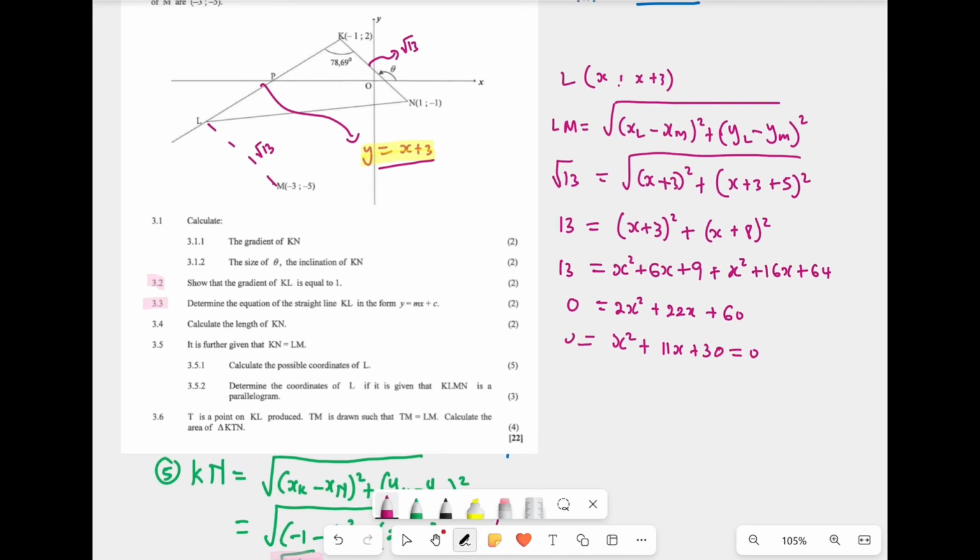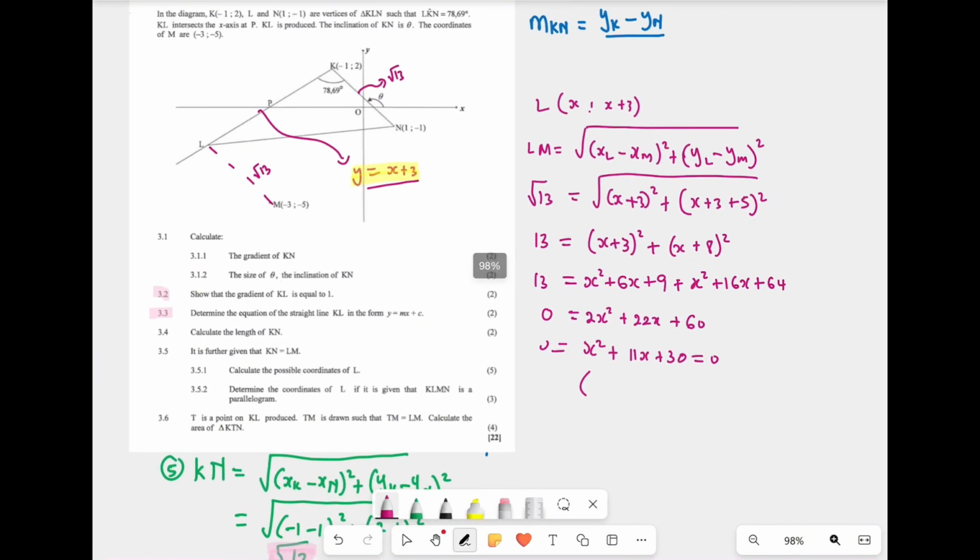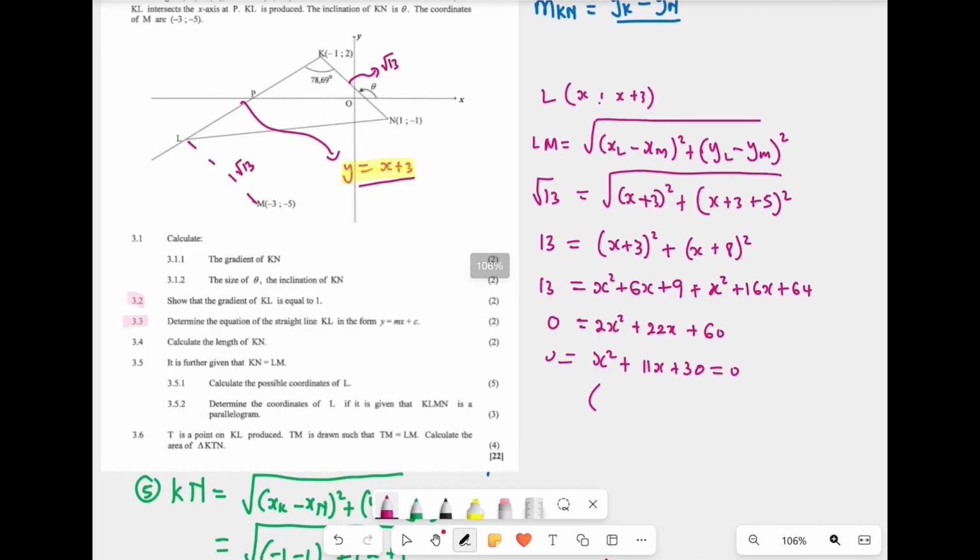And then we can factorize this. Factors of 30 that can give me 11 when I add, it is 5 and 6. So we have plus and plus. That means our X can be minus 5, or our X can be negative 6.